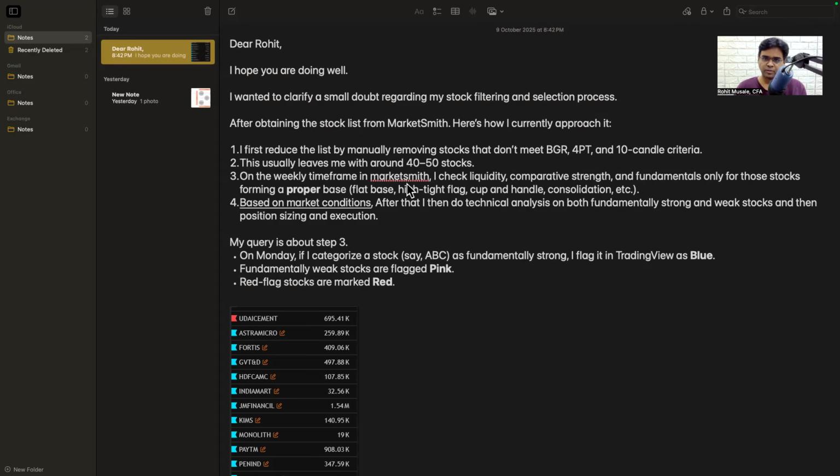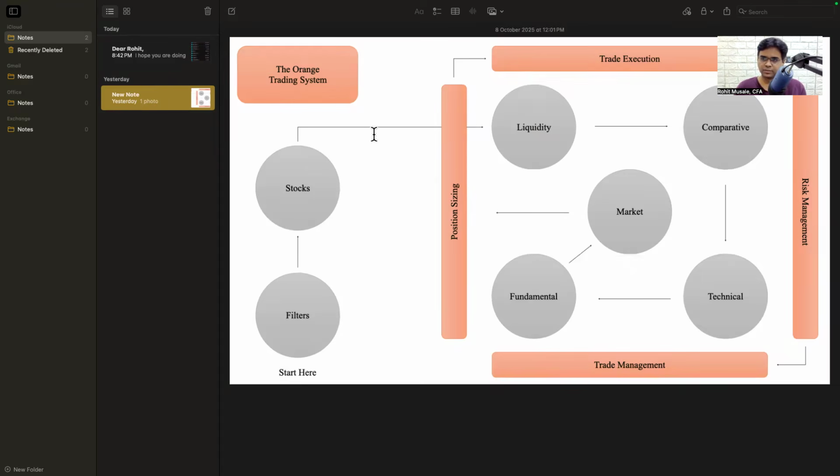On the weekly time frame in MarketSmith, I check liquidity, comparative strength, and fundamentals only for those stocks forming a proper base. So he's looking at the name of the base, flat base, high tight flag, cup with handle, consolidation, etc. This is given on MarketSmith weekly time frame chart. Based on market conditions, after that, I then do technical analysis on both fundamentally strong and weak stocks, and then position sizing and execution. So in this, he's basically describing this process.